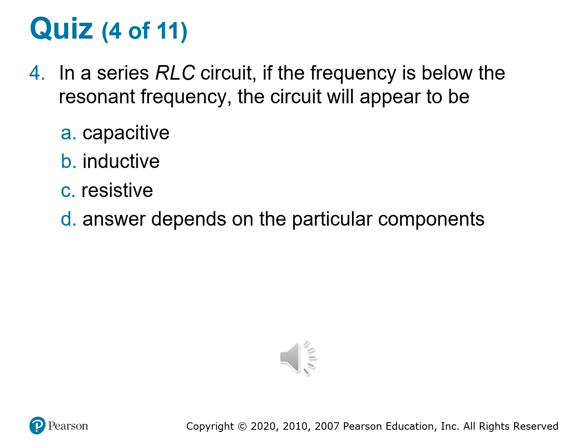Question number 4. In a series RLC circuit, if the frequency is below the resonant frequency, the circuit will appear to be which of the following? A, capacitive, B, inductive, C, resistive, or D, answer depends on the particular components. Go ahead and pause the video. And if you're back, the correct answer for this is A, capacitive.